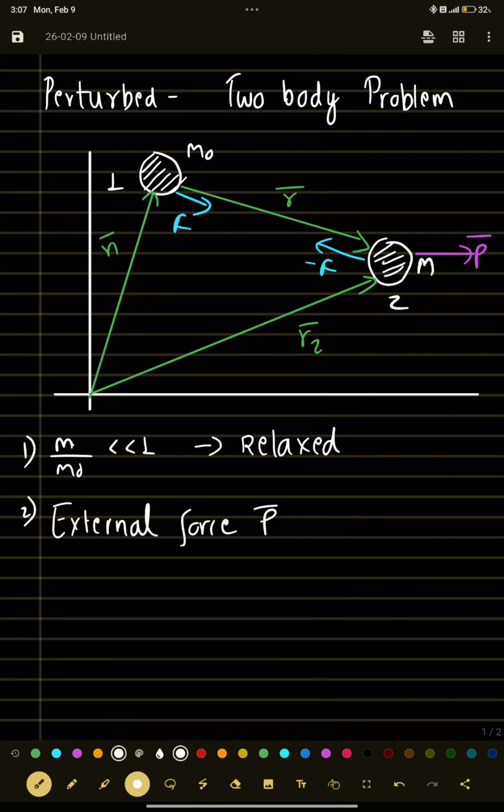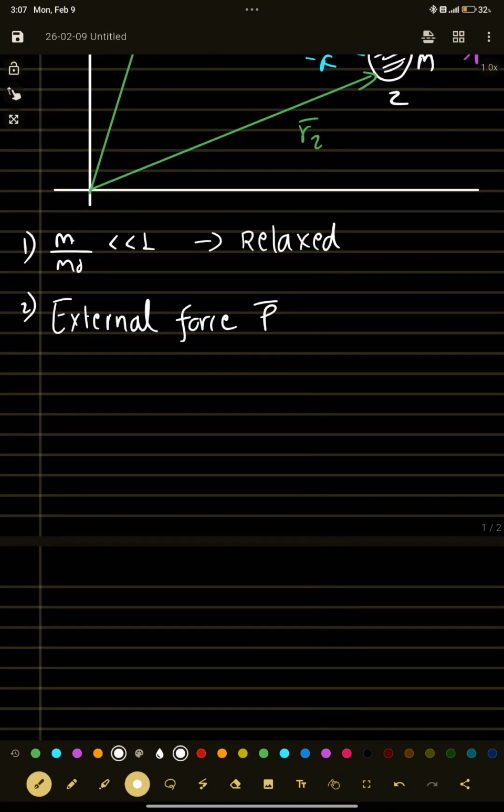Right? So if you want to formulate this problem and understand the dynamics of these particles, now it is a system of two particles here.